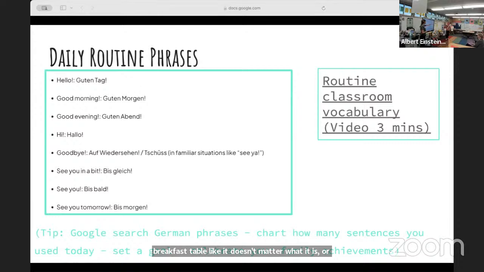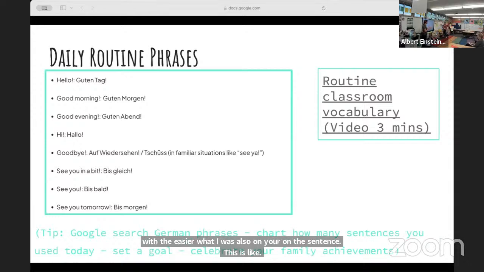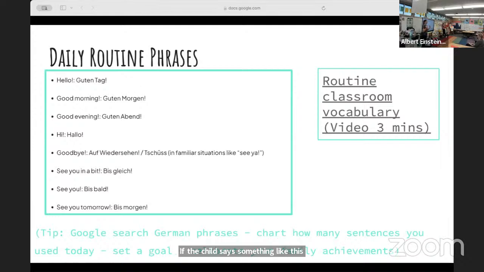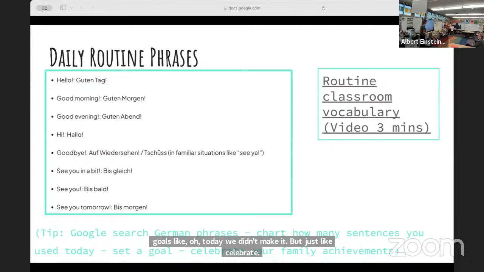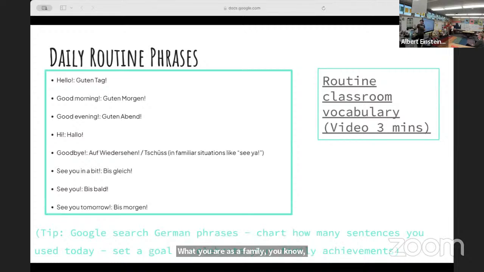And with the ich sehe, what you also saw on the sentence strip, if the child says something like this multiple times a day, it's more than just sitting there. Repetition is so important for them. So as much as you can, throw into your everyday life, the better it is. And you can set a goal as a family, like how many sentences did we say today? Oh, we reached our goal. Oh, today we didn't make it. But celebrate how you use your German or how often you use your German as a family.